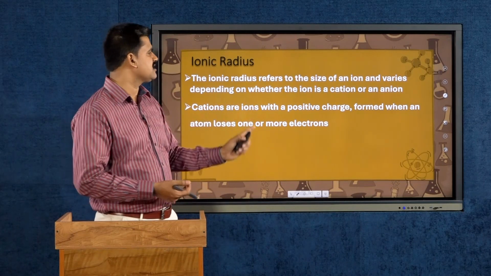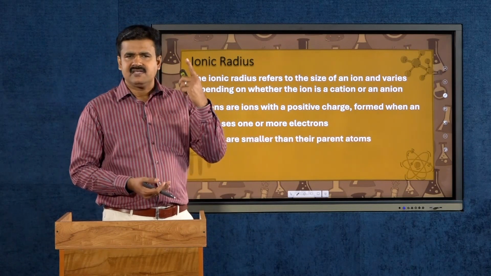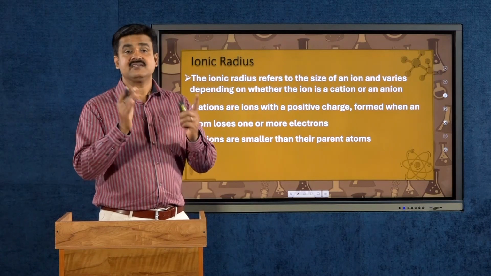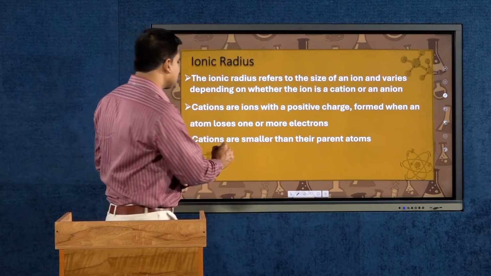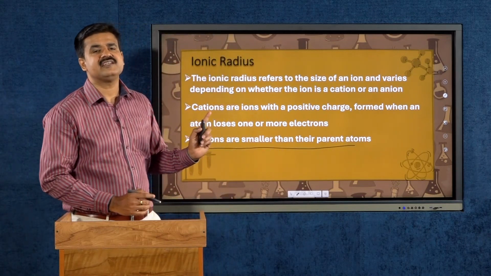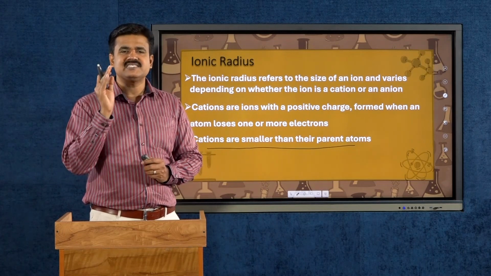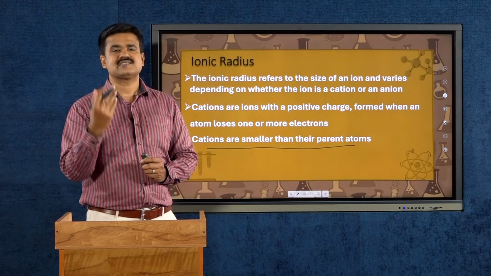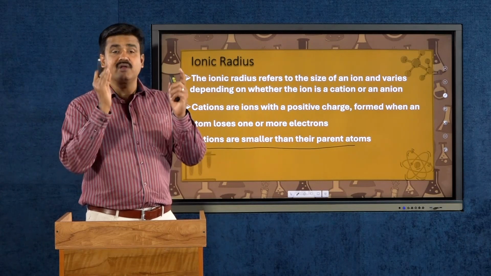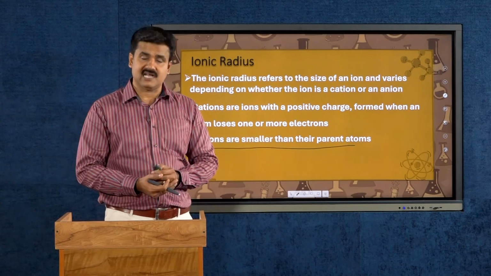Cations are positively charged, formed when electrons are lost by an atom. Similarly, it should be noted that anions are formed by the addition of an electron to an atom. And this point is very noteworthy. Cations are smaller than parent atoms. It is a very significant thing. For instance, sodium atom is bigger than Na plus, or simply Na plus cation is smaller than sodium atom. Or in general, cations are smaller than their parent atoms.